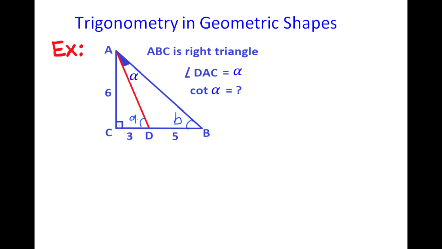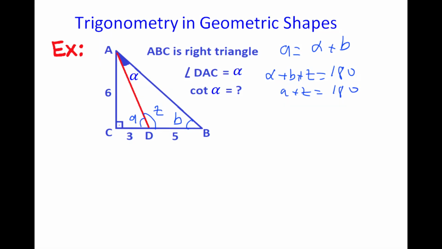So if you remember, A is going to be alpha plus B. Why? Because let's say this is Z. Alpha plus B plus Z is 180 degrees. So here also A plus Z is 180 degrees. As you can see, that Z and that Z are the same, so alpha plus B should be equal to A. This is another way to see A is equal to alpha plus B, guys.